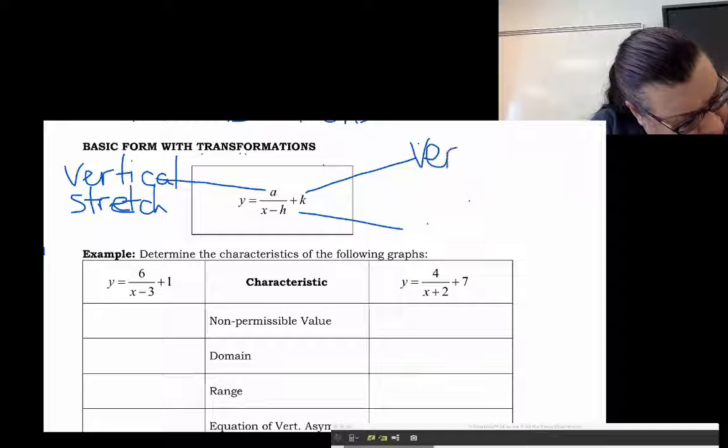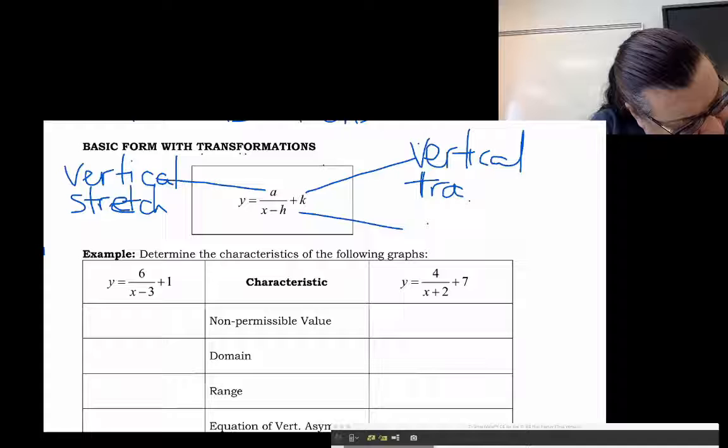So K is our vertical translation. And H is our horizontal translation.